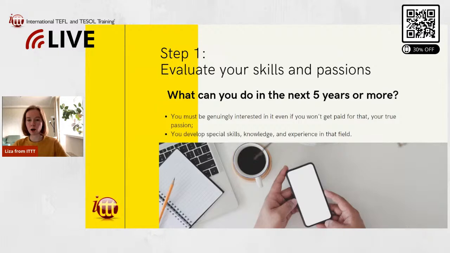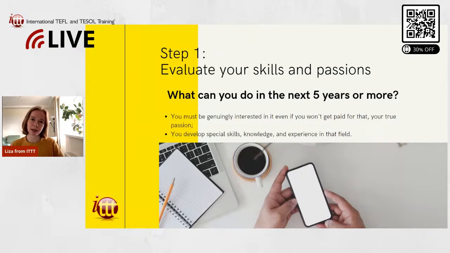And we are, guys, moving on to the point of today's session. So we are going to discuss how to narrow down your ESL niche. So basically, you can see this first step on the slide. It is important to evaluate your skills and passions as a beginning. So basically, I would ask you, what can you do in the next 5 years or even more? And if you give me a clear answer, a clear explanation of your choice, then probably that is your niche.